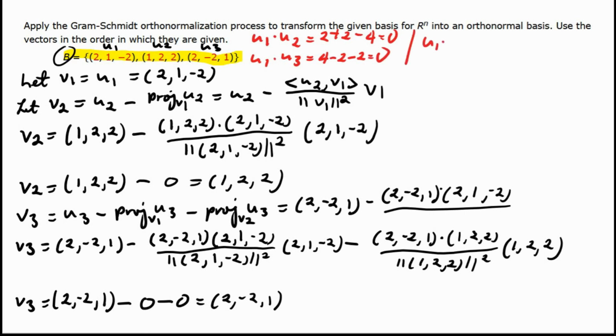U1, U2 and U3, excuse me. And that's probably a good thing to check in the beginning. If they're all orthogonal, then you're basically really done. You just do the orthonormal. So it's 2 minus 4 plus 2.